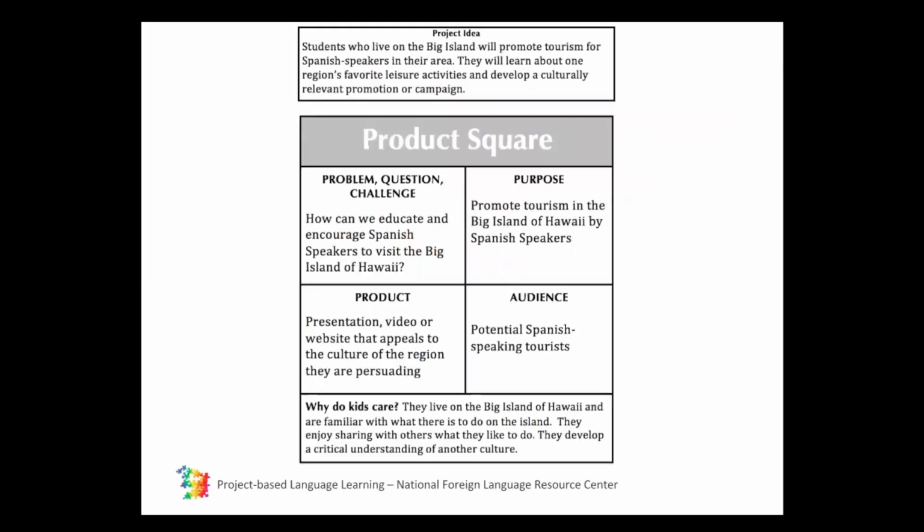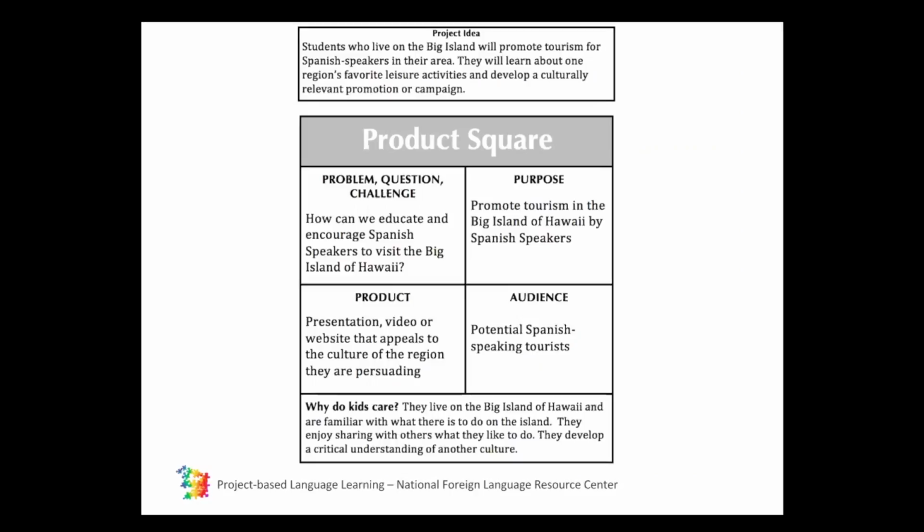So the project idea: students who live on the Big Island will promote tourism for Spanish speakers in their area. They'll learn about one of the region's favorite leisure activities and develop a culturally relevant promotion or campaign. So the question is, how can we educate and encourage Spanish speakers to visit? The purpose is to promote tourism. We know the audience, and look at the product. It's a little bit more relevant now to the audience, and it matches with the question and the purpose.